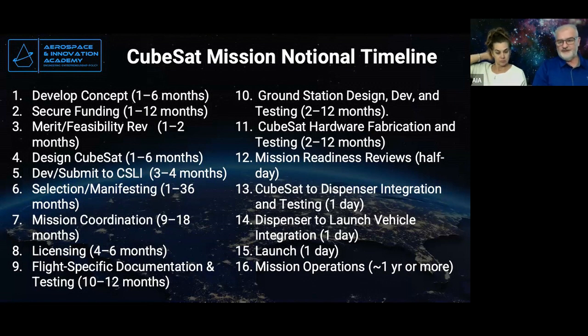Also, don't push the performance envelope. You have limited power, data budget, mass, size, all of those constraints we've been mentioning. Don't try to push the limits, especially on your first mission. Keep it simple, keep it within the parameters that you're given, and then increase your chance of success.